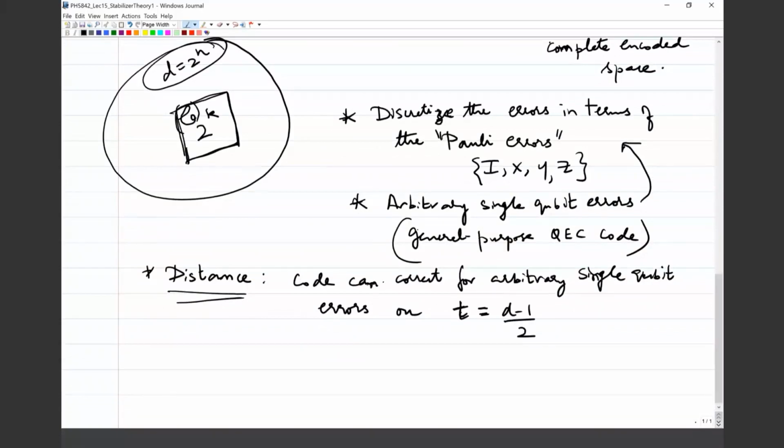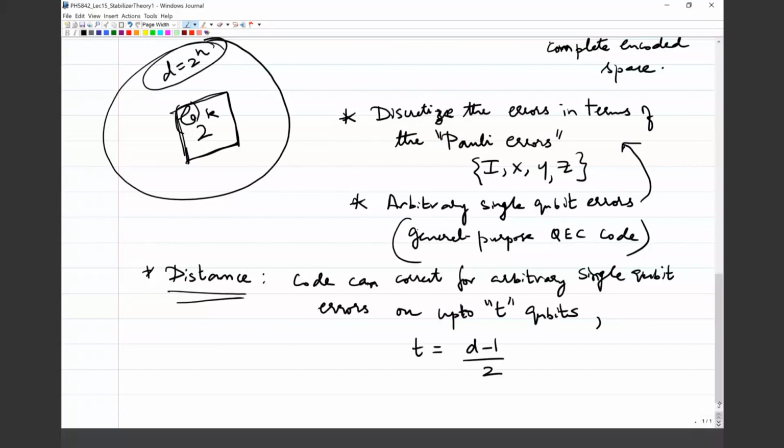So I should say up to. The distance parameter tells us that the code can correct for arbitrary single qubit errors on up to T qubits, which means, of course, it can correct for errors on fewer than T qubits as well, where T is related to D as D minus 1 by 2.